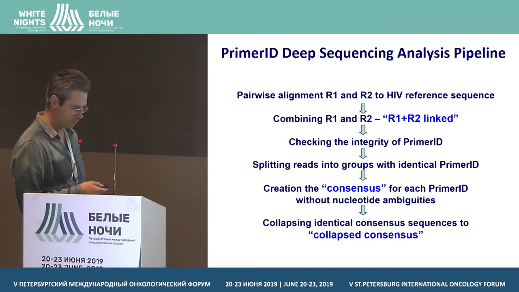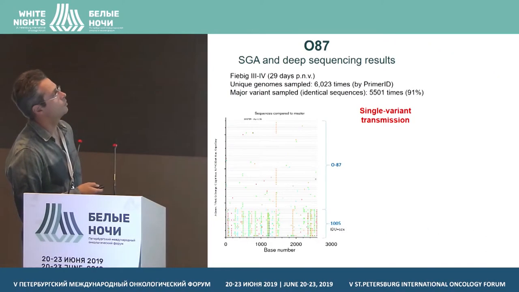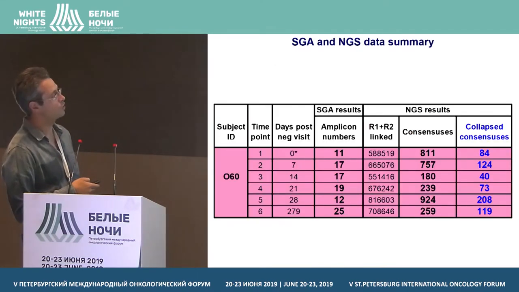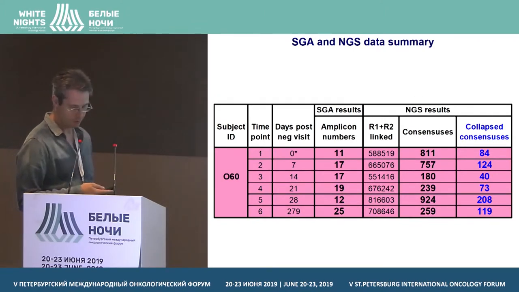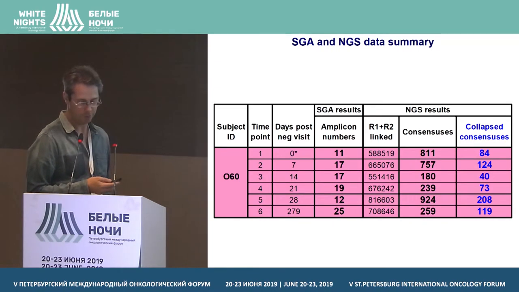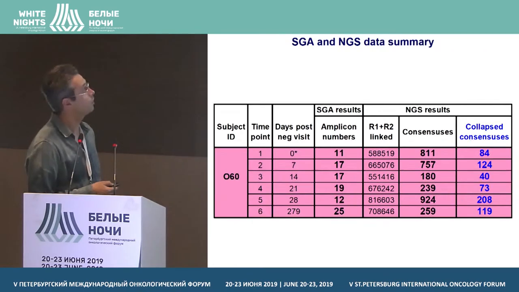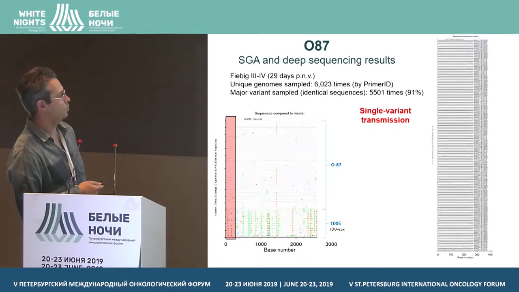A very detailed description of the bioinformatics approach for the analysis of the nucleotide sequences. We got not dozens of viral variants, but hundreds of thousands, as we see from this chart. But even such deep sequencing confirmed our conclusion that infection resulted from transmission of a single viral variant.